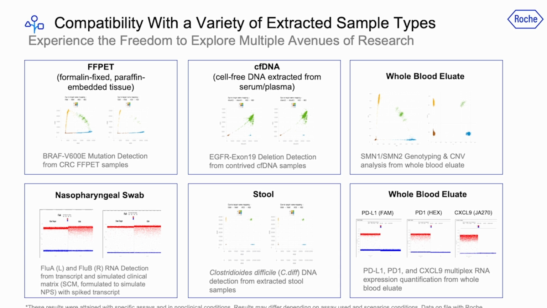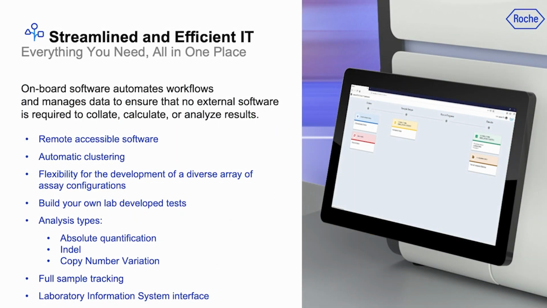But bringing it back to the sample types, we are compatible with a variety of samples: FFPET, cell-free DNA, whole blood, eluate, stool, as well as swab. And again, the samples themselves have intrinsic properties that potentially have limitations in terms of being robust in, for instance, qPCR because of carryover. That would not necessarily be the case on the digital PCR platform, given that we're using physical partitions.